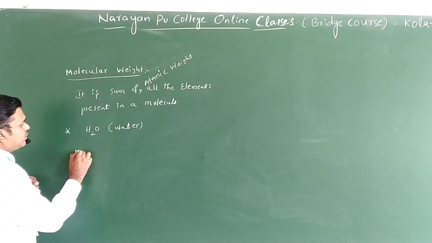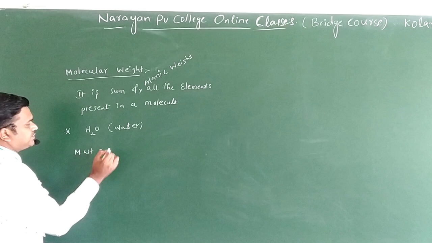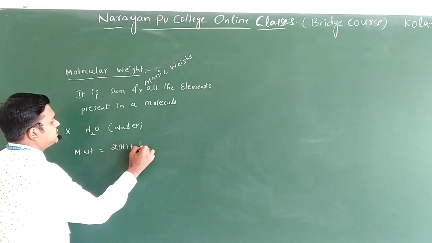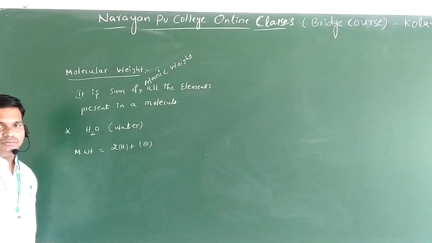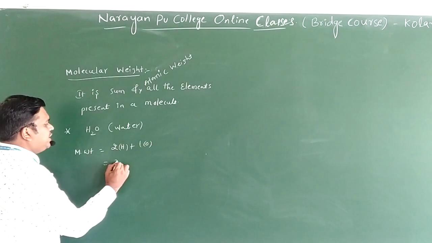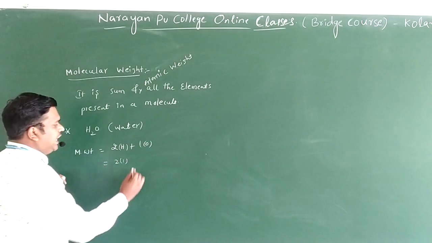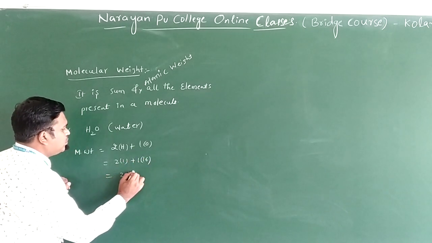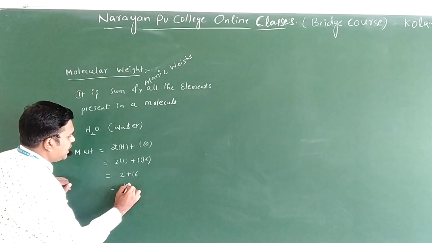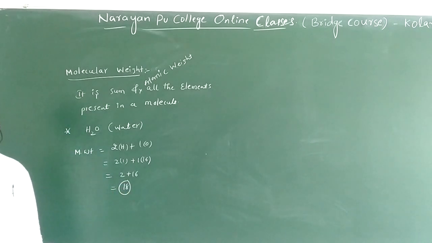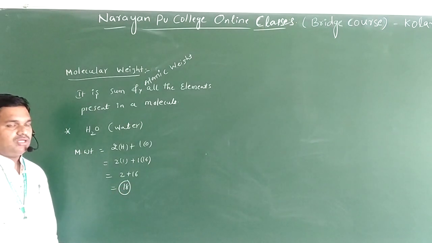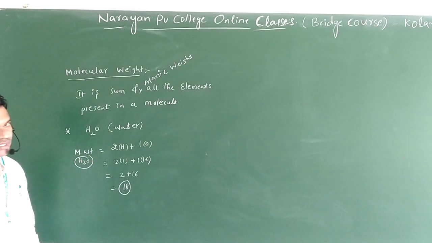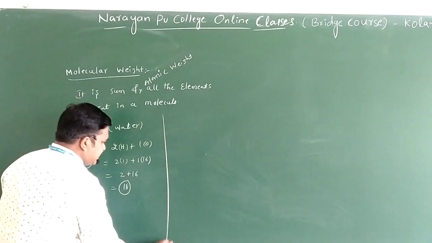How can you find out this molecular weight? We have two hydrogens plus one oxygen. You already know the weight of hydrogen is 1 and the weight of oxygen is 16. So 2 plus 16, how much do we have? 18. What is the gram molecular weight of water? The gram molecular weight of water is 18 gram.